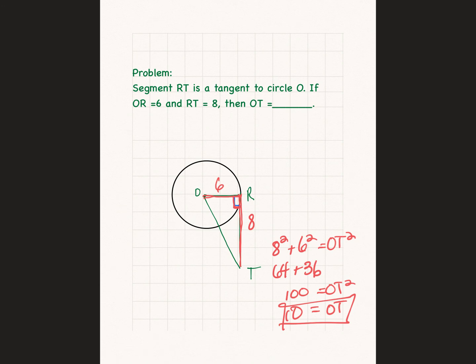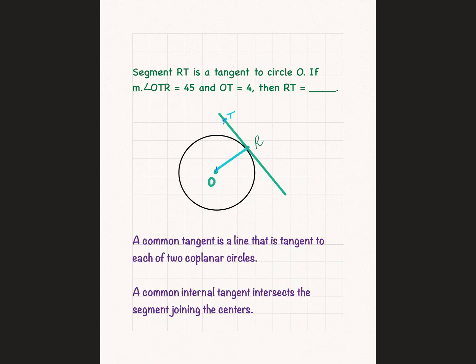All right, let's look at the next one. So for this one, segment RT is a tangent to circle O. If the measure of OTR is 45 and OT is 4, then what is RT? So again, I know that RT is tangent, and I see that I have OR, this radius that also hits the edge of the circle at R. So that means that I know that TR and OR are perpendicular.